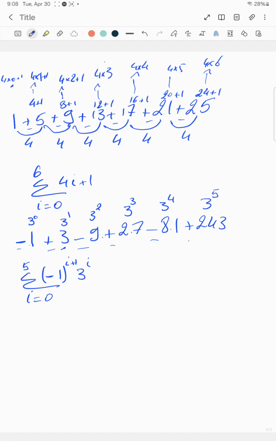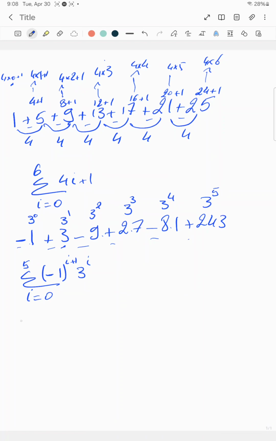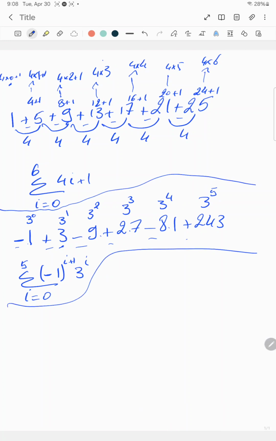Let's do another one. If I have another series, which is 1 plus t to the power of 3 plus t to the power of 6. Let me put it down because I want to do some explanation on top.